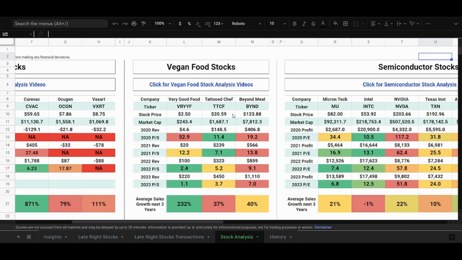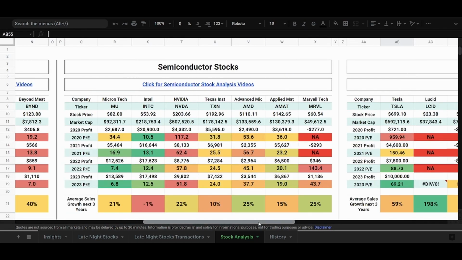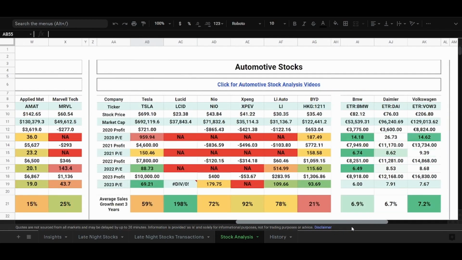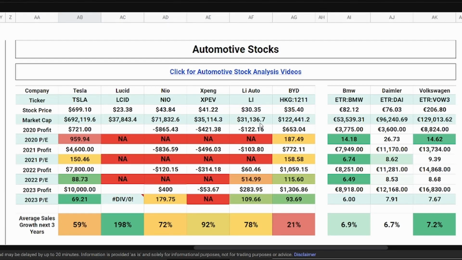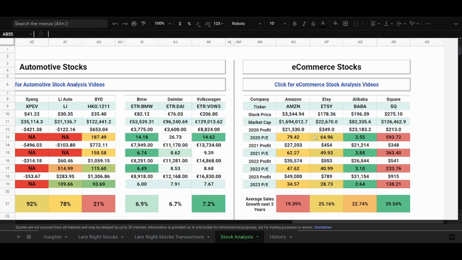To give you the feeling of the stock analysis cheat sheet, I want to show you other industries quickly as well. Let's check the semiconductor stocks. Here you see, for example, 7 semiconductor makers from USA. So after semiconductor stocks, we have automotive stocks. In our YouTube channel, we have automotive stock analysis videos. We made in-depth analysis for Tesla and NIO. In addition to that, we compared German makers BMW, Daimler and Volkswagen. And finally, we have e-commerce stocks where we compare Amazon, Etsy, Alibaba and Square.